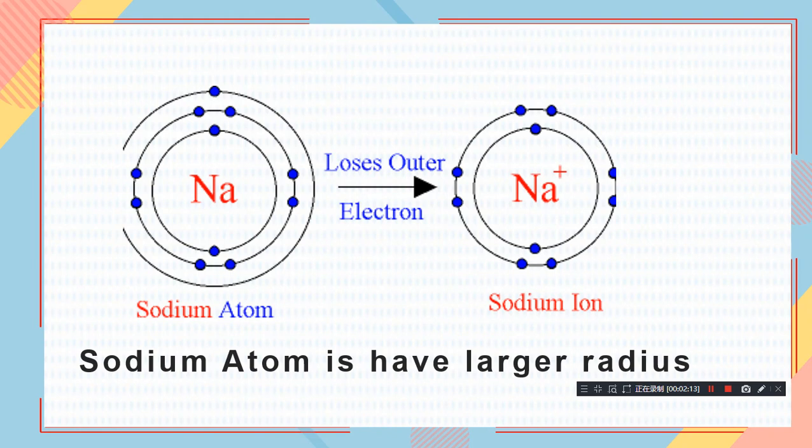The second comparison is between the sodium atom and the sodium ion. The sodium atom has three electron shells, but the sodium ion only has two, and the sodium atom has three orbitals, but the sodium ion only has two. So the sodium atom has the larger radius.